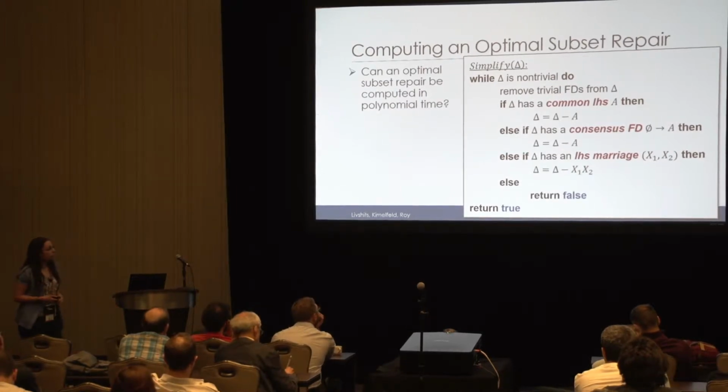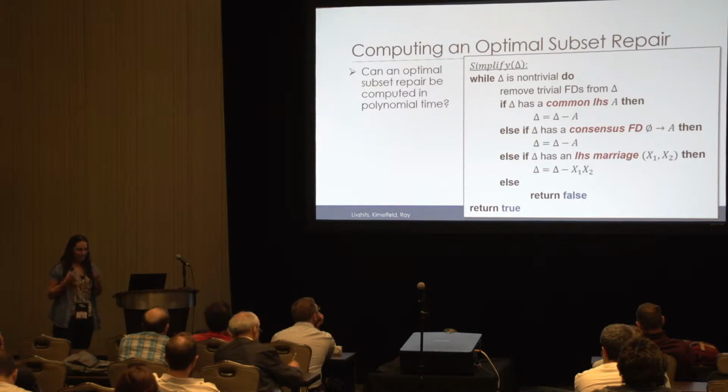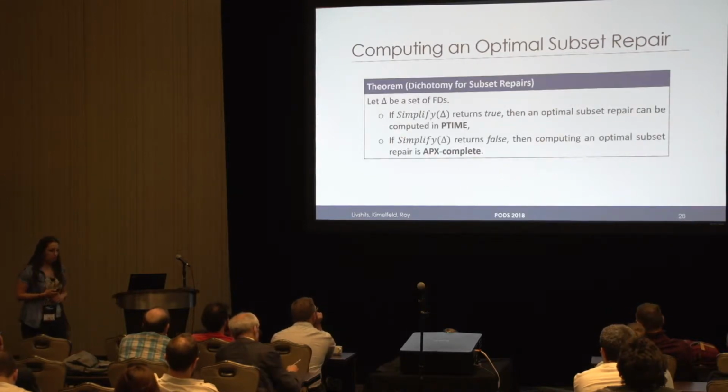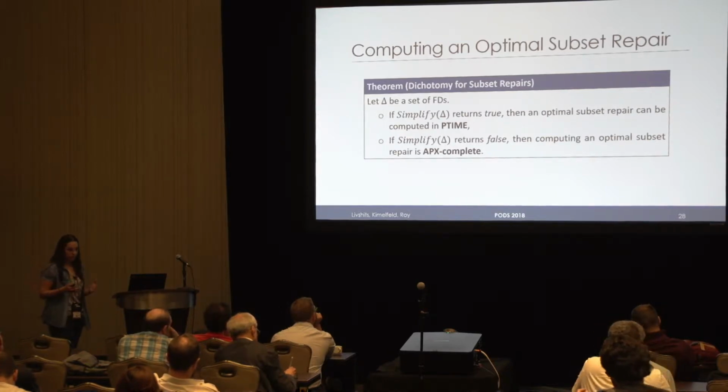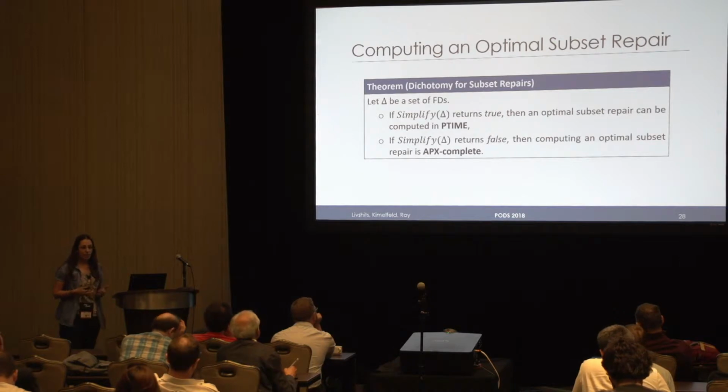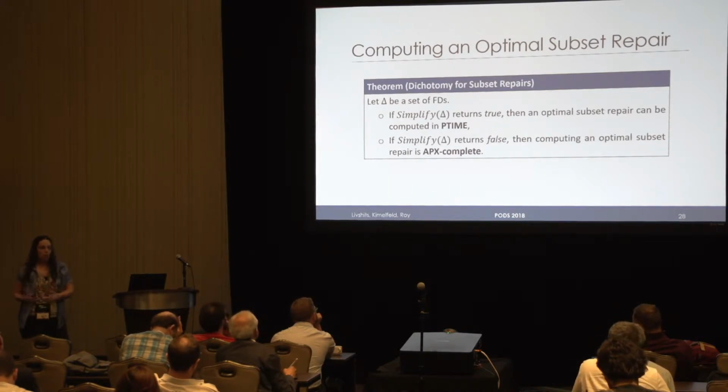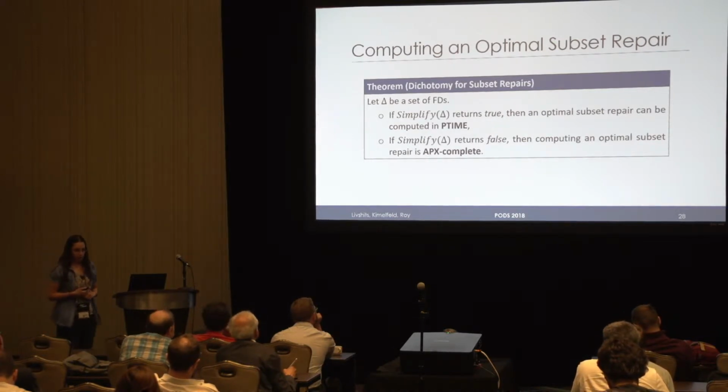So it turns out that this algorithm actually captures exactly the cases where computing an optimal subset repair can be done in polynomial time. Okay, so what we have is the following dichotomy for the problem of computing an optimal subset repair. If we have a set of functional dependencies delta, then if simplify on delta returns true, we can find an optimal subset repair in polynomial time, like I showed you in the example.